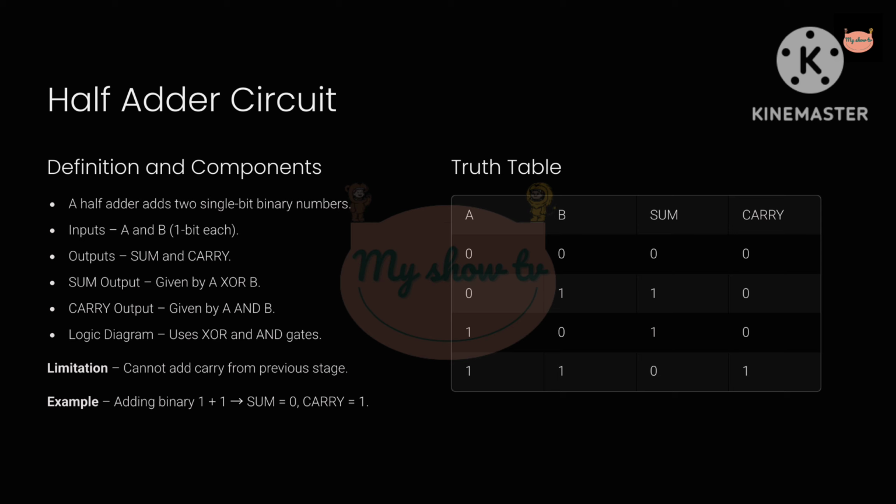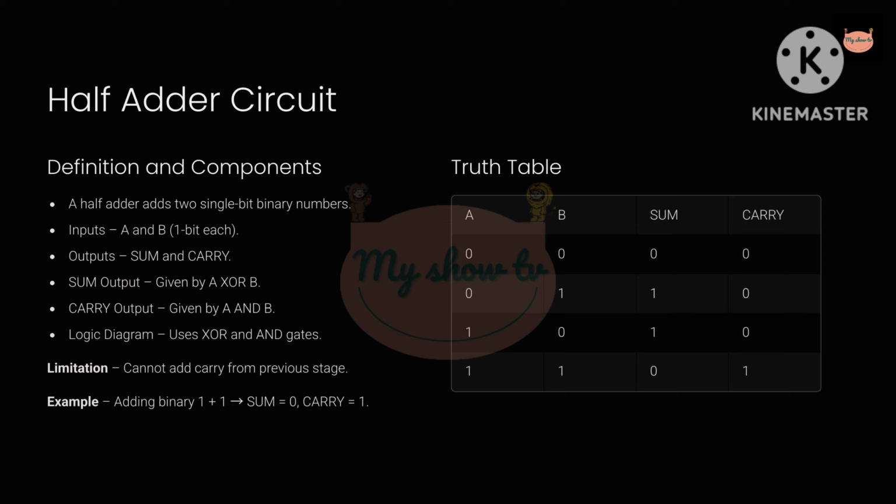How does it work? Sum is obtained using the XOR gate. XOR means the output is high, 1, if only one input is high. Carry is generated using the AND gate. It outputs 1 only if both inputs are 1.